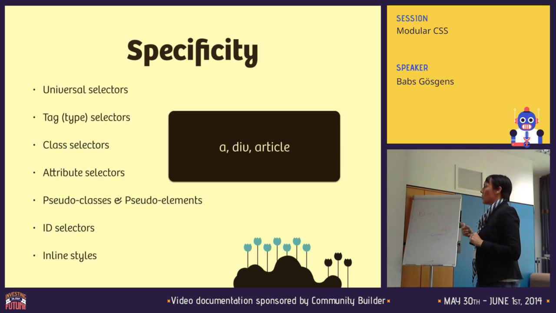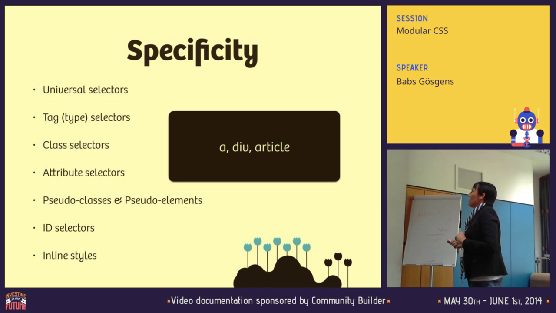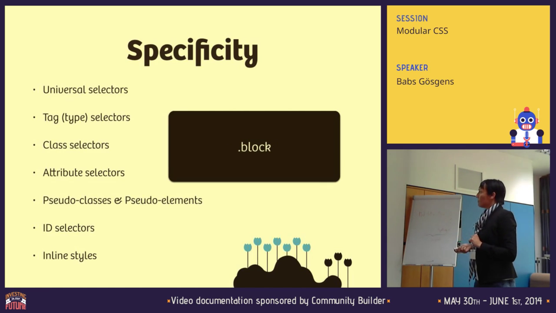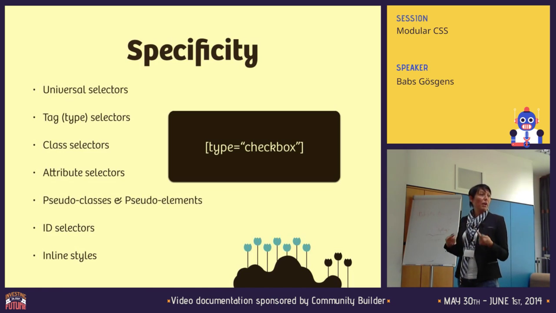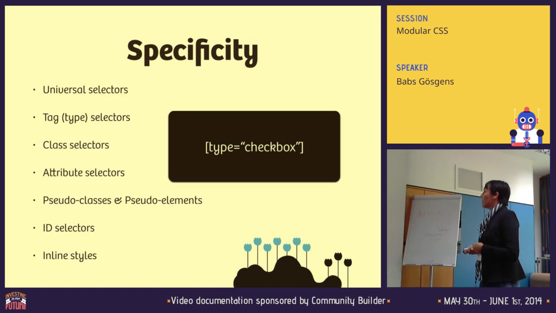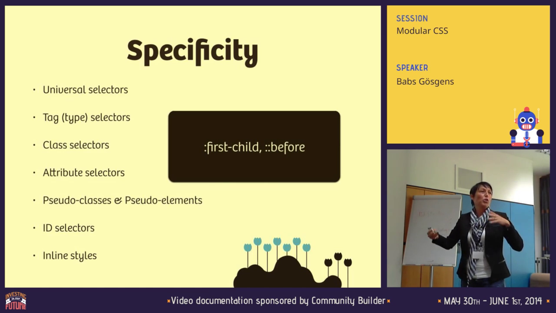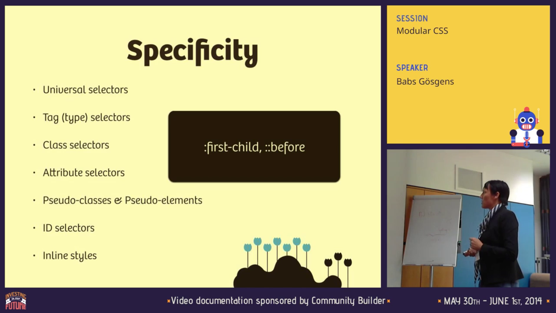Then the tag selectors. That one is the next in line. Those are the a, the div, the article, the HTML tags. Then come the class selectors. That's basically the styling hook that you're supposed to use when you're writing CSS. Then we have the attribute selectors, which I wouldn't recommend to use if you don't have to, because apparently they are slower to render for the browser. Also, that depends on how many of them you're using, but it's not as fast. Then you get the pseudo classes and the pseudo elements.